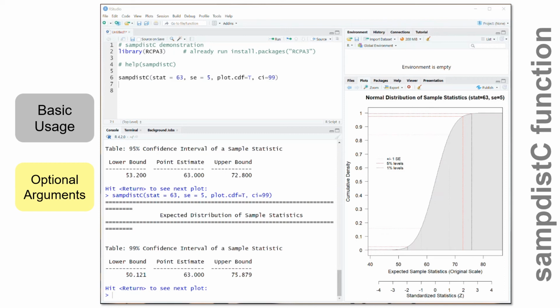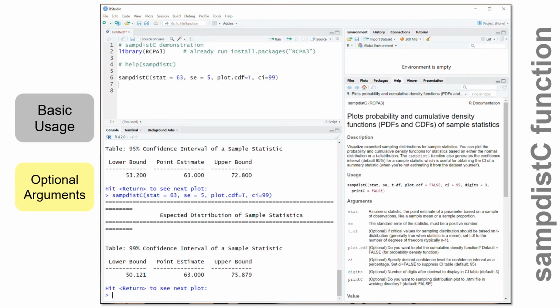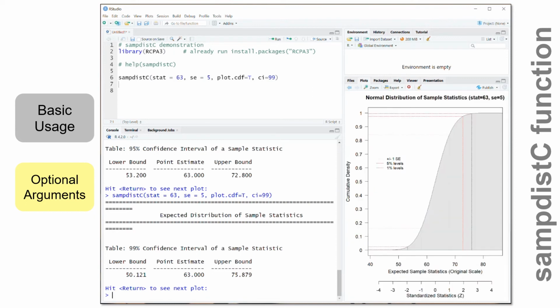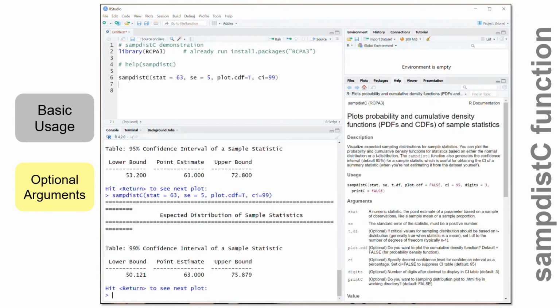Now, the sampdistC function has the print_c argument. It's by default false, but you can set the print_c argument to true if you want to output the table of the confidence interval and the plot to an HTML file in your working directory. It also has the standard digits argument if you want to change the number of digits displayed after the decimal point in the table. By default it's 3, but you could make it more than 3, or less than 3.